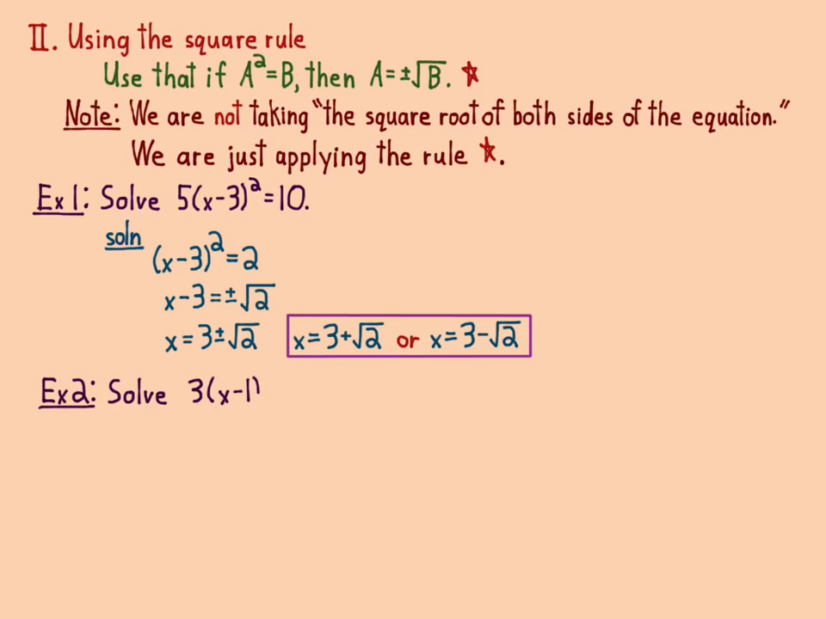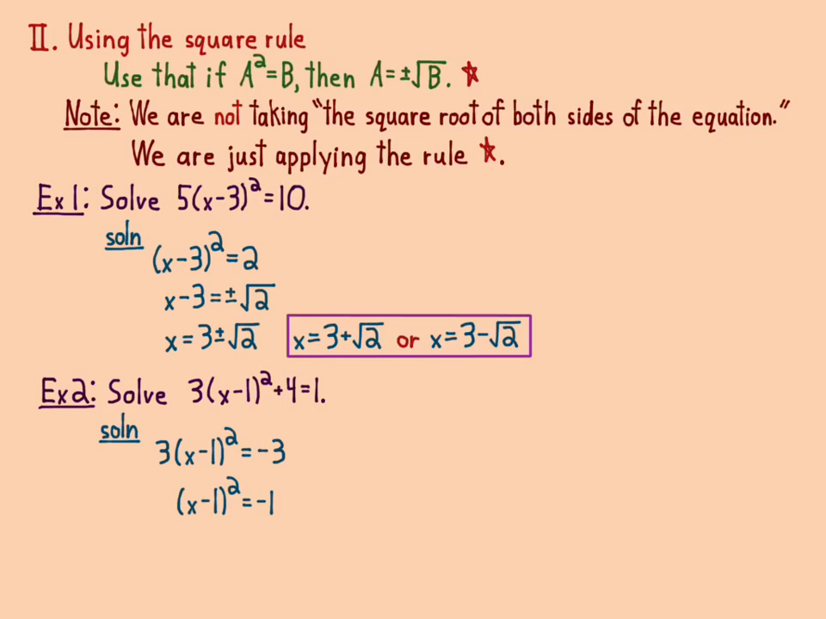So example 2. Solve 3 times the quantity x minus 1 squared plus 4 equals 1. So first isolate the term that contains the square by subtracting the 4 from both sides. And you just get 3 times the quantity x minus 1 squared equals negative 3. Cross multiply the 3, the coefficient of the x minus 1 squared. Sorry, so let's say that again. x minus 1, the quantity squared, equals negative 1.